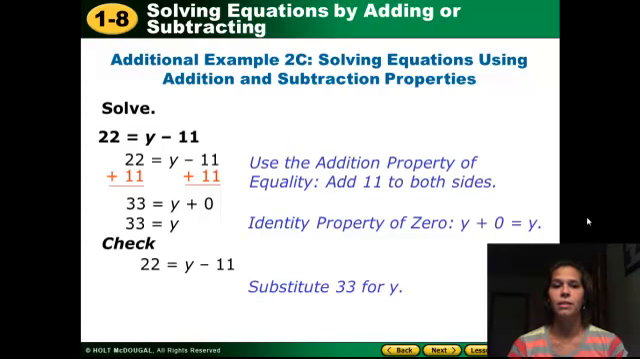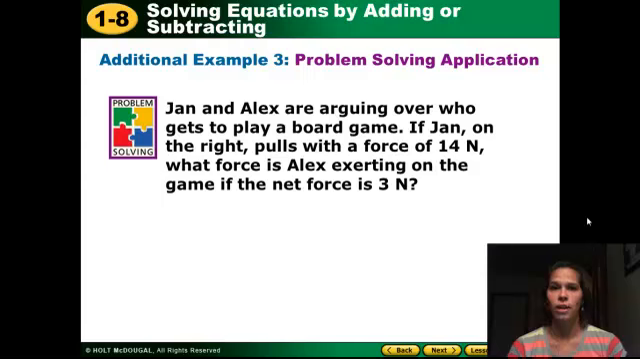Let's check this by substituting 33 for y into my original equation. Is 22 equal to 33 minus 11? Do the arithmetic. It is. I can check it. Word problem. This gets a little long because we go into some detail here. In your homework, it doesn't have to get this lengthy.